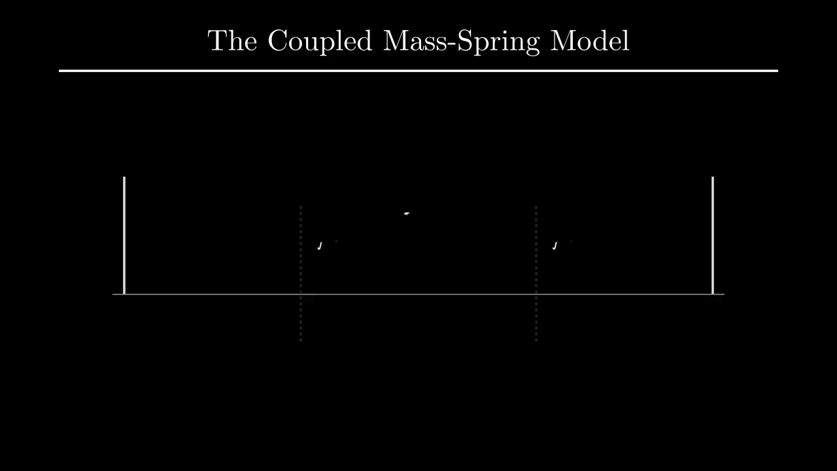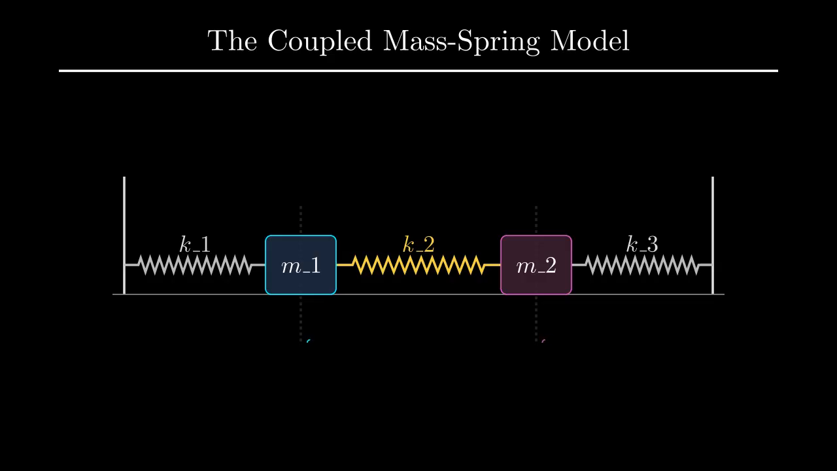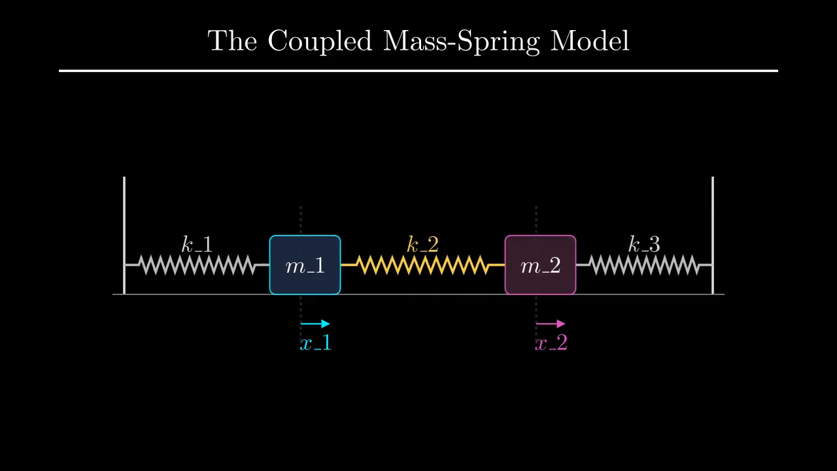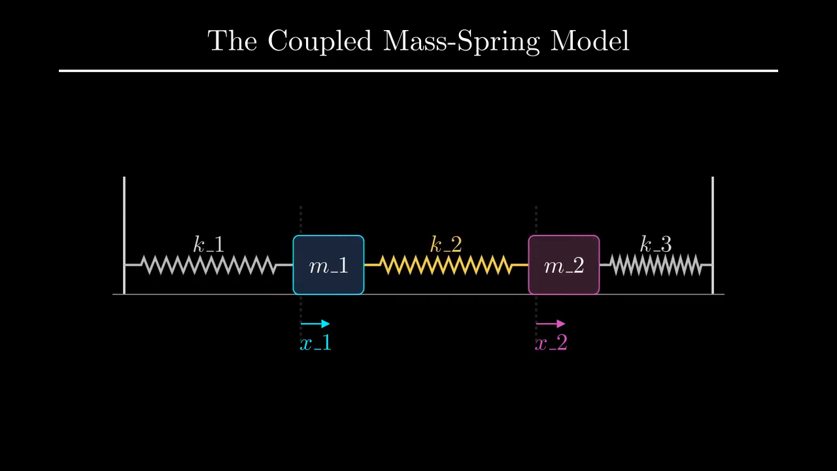To understand this, let us look at two masses, m1 and m2, sliding on a frictionless surface. They are connected to walls by springs with constants k1 and k3, and to each other by a central spring, k2. We track their positions using x1 and x2, measured from their equilibrium points. When we write the forces using the second law of motion, we get a system of two second-order differential equations.